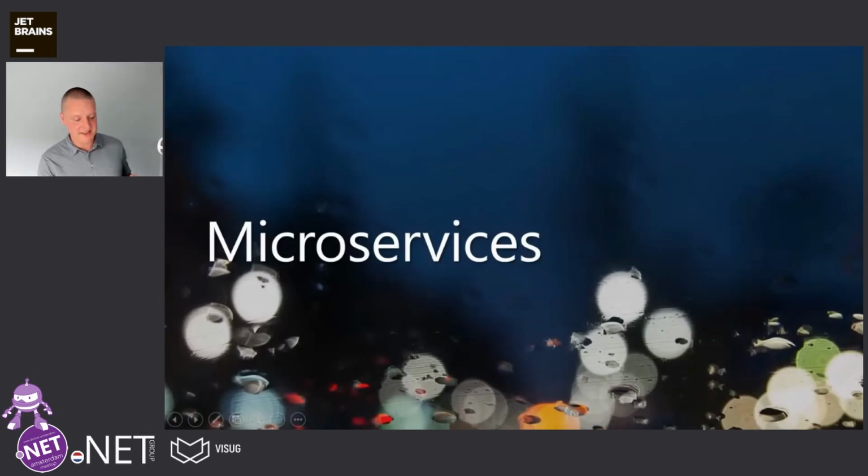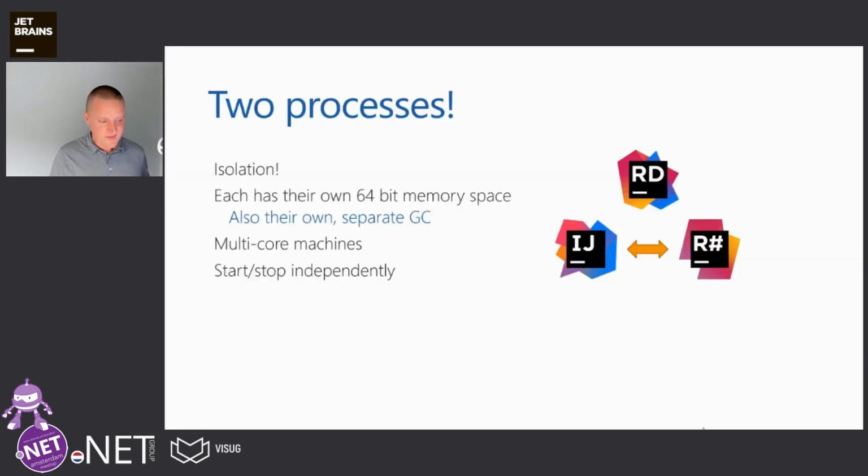Right. I promised that this talk was going to be about microservices in the IDE as well, because the title said microservices. I have 8 minutes left, so let's talk about microservices finally. Since we have two sides in the IDE, that is Rider, we have two processes. We have IntelliJ as a process, which runs on the Java virtual machine. We have ReSharper running on .NET or .NET Core on Linux and Mac OS X. And each of those two processes has their own 64-bit memory space and also their own separate garbage collector.